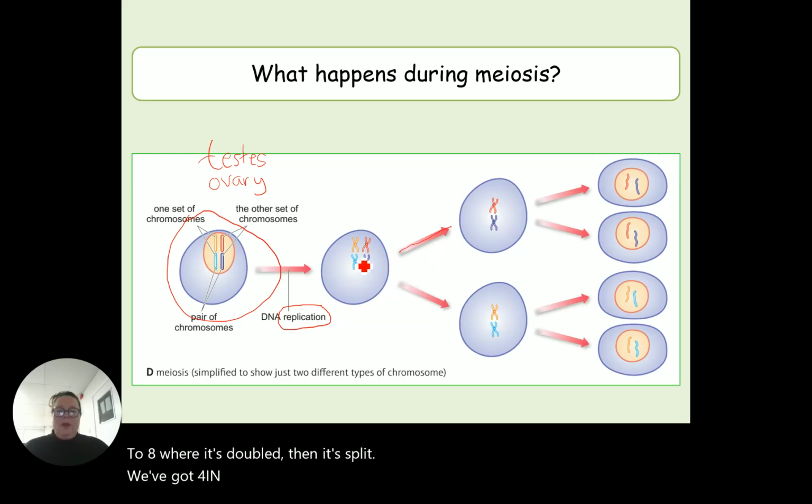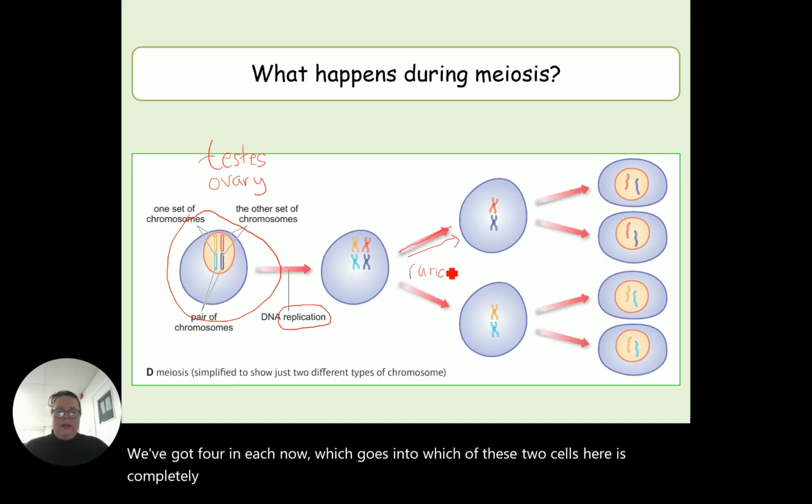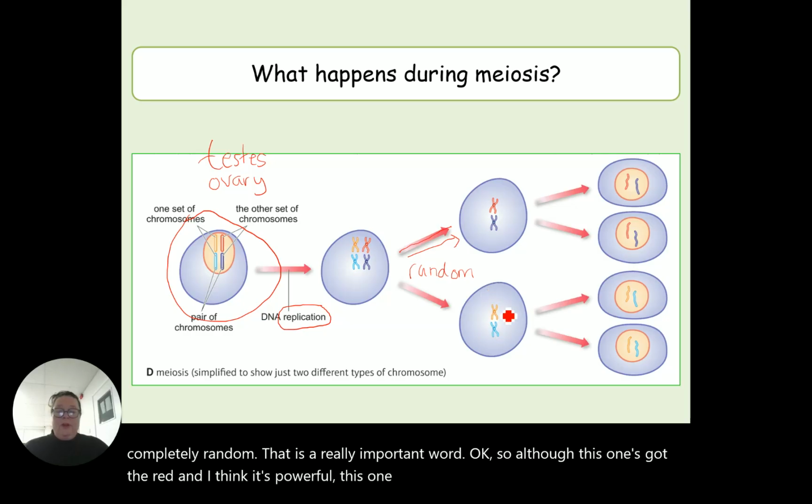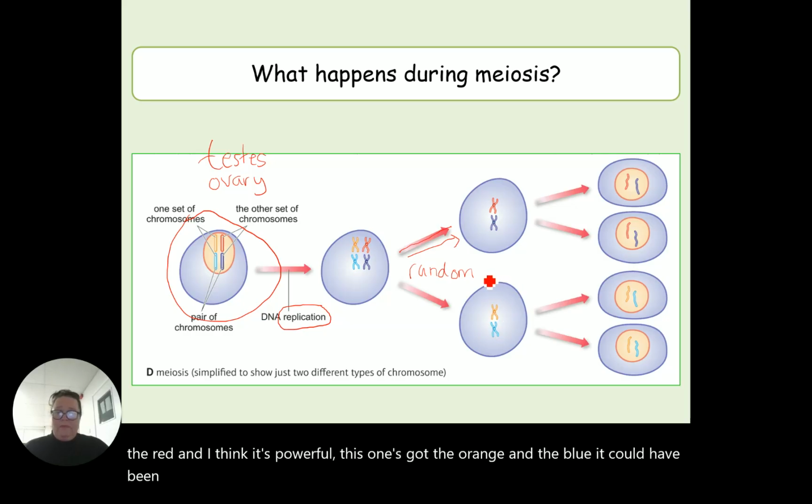So we've gone from 4 chromosomes to 8 where it's doubled, then it's split, and we've got 4 in each. Now, which goes into which of these 2 cells here is completely random. That is a really important word. Although this one's got the red and I think it's purple, and this one's got the orange and the blue, it could have been very different. They could have mixed up in a different way.